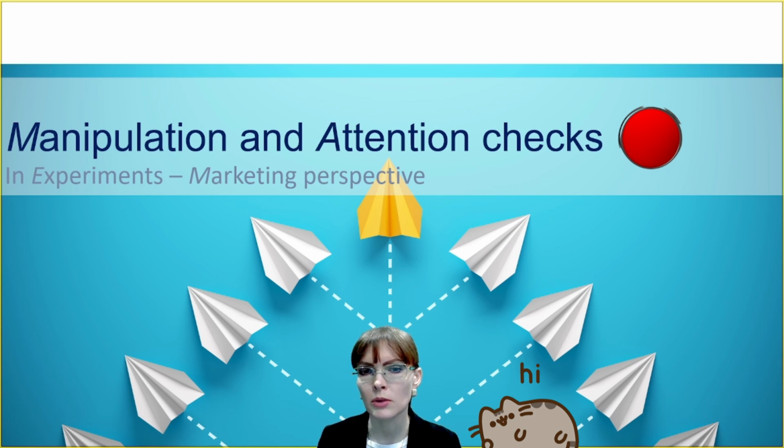In this video, I will talk about the basics of experimental research, which relates to the manipulation and attention checks. These are important elements of your experimental research design and need to be carefully planned, carefully executed, and also analyzed before you start the analysis of your main data. Since manipulation and attention checks may sound quite scary, let's jump right into it and clarify those points.